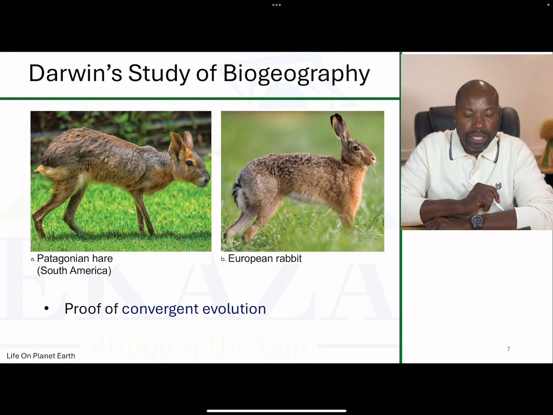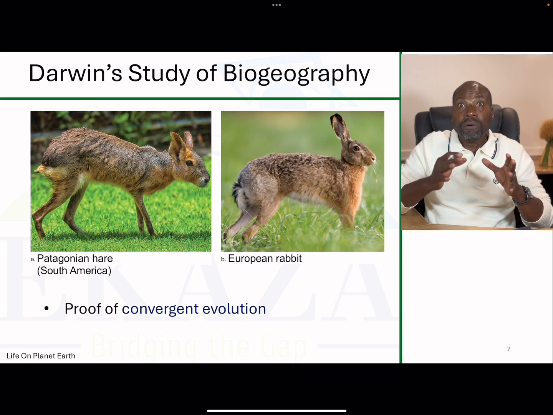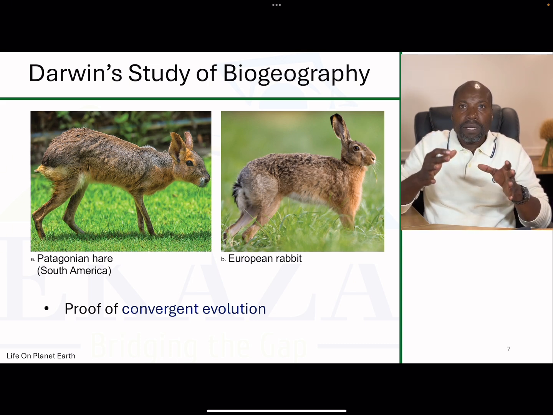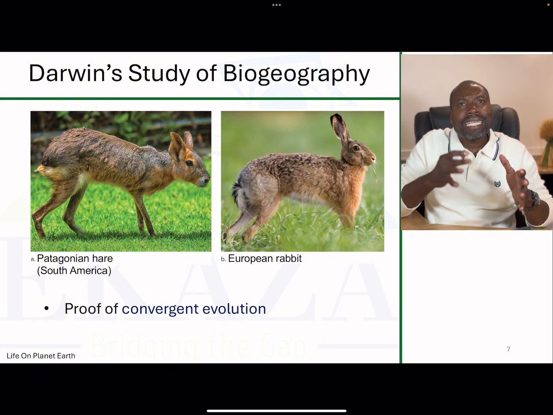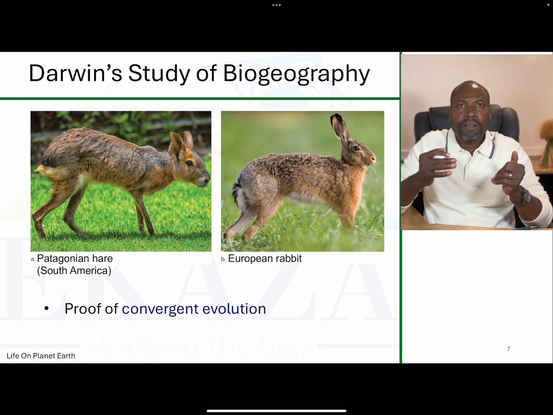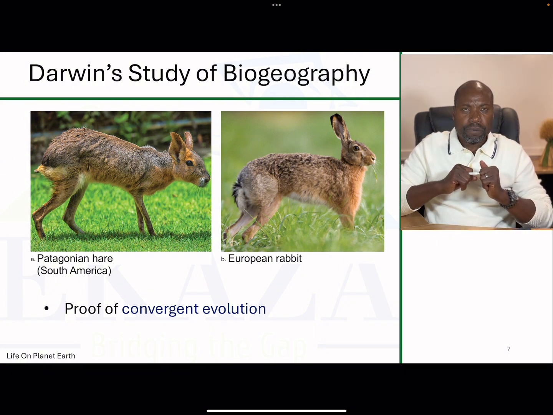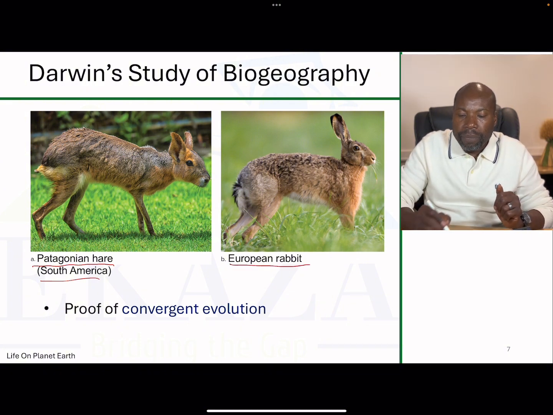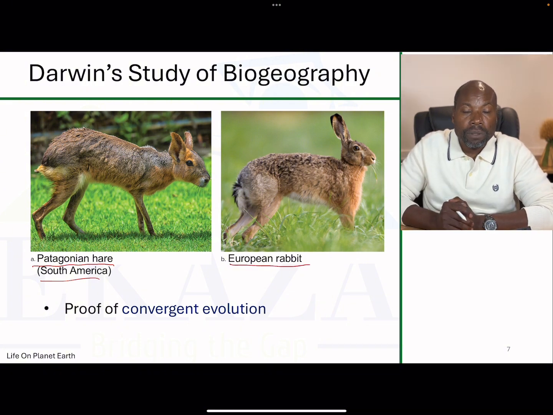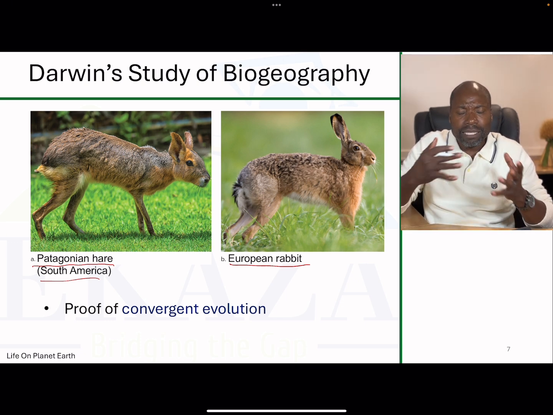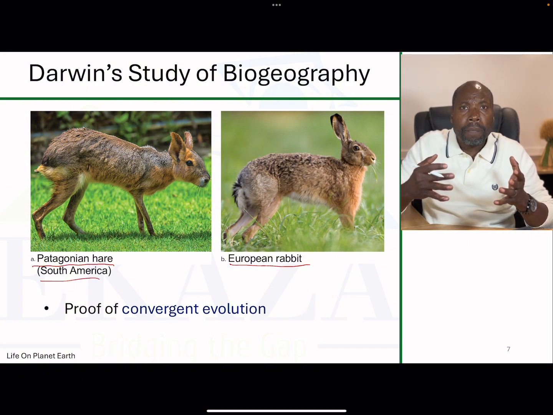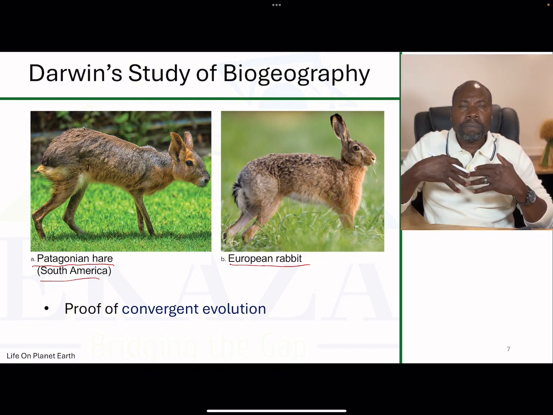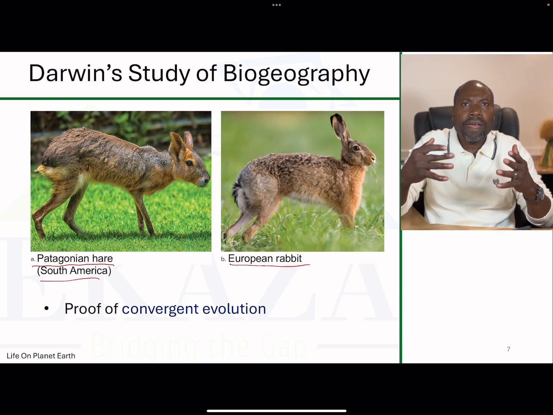What he also observed is that when individuals were found in similar environments, they tended to develop similar physical features. Hence, looking at the Patagonian hare that occurs in South America and the European rabbit that obviously occurs in Europe, where Darwin originated, he noticed that these organisms are very similar. And why? Because they are developing a response to their environment.